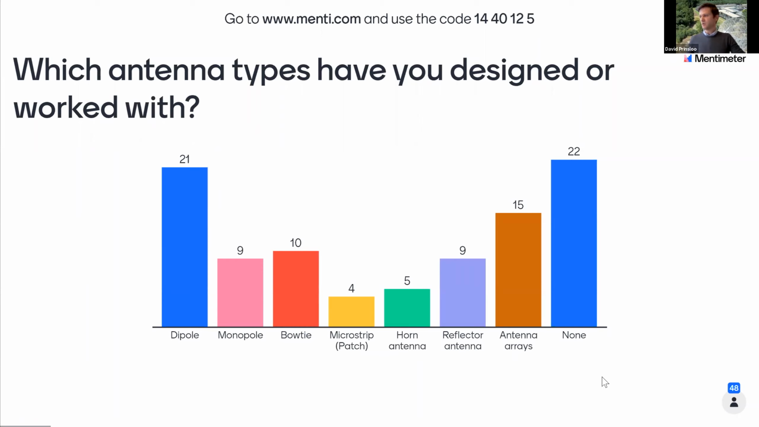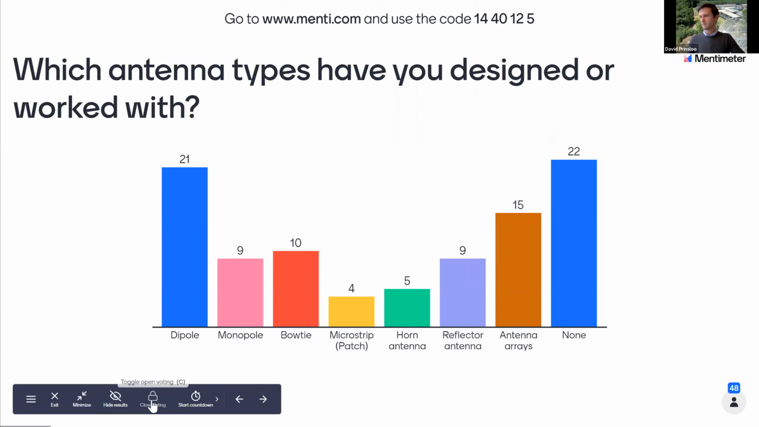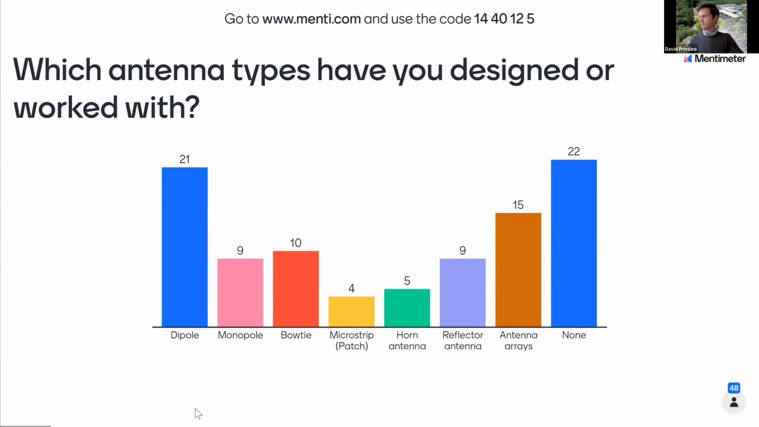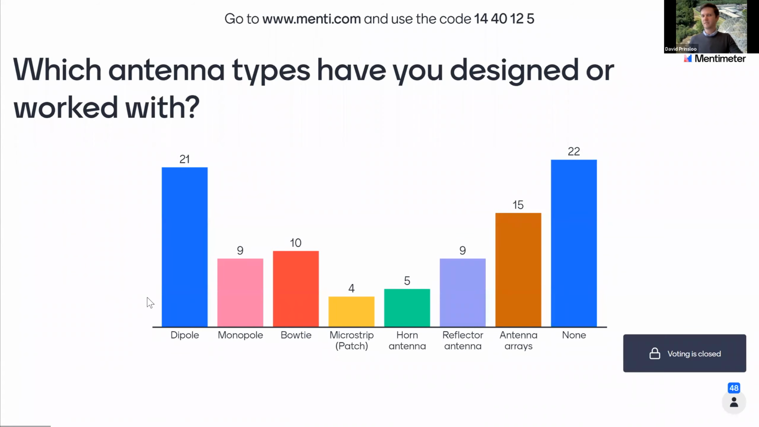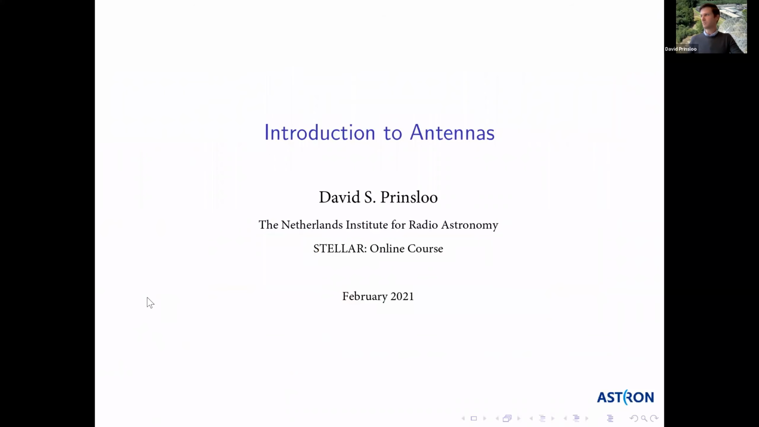Okay, I'll close this voting again. Close. And move to the course material. Let me just see if I move this away for you. I assume that you can all now see the introduction to antennas slide, correct? Yep. Okay.